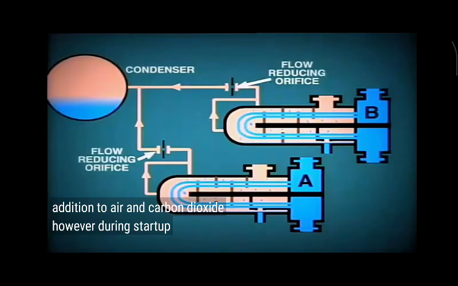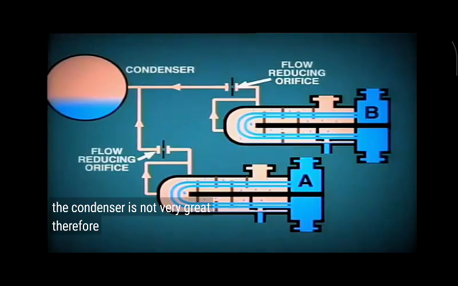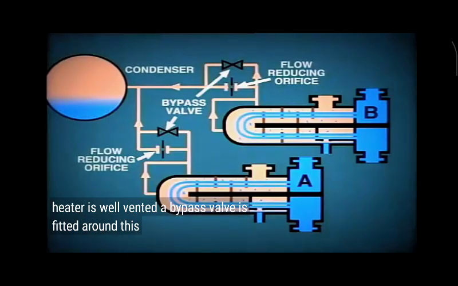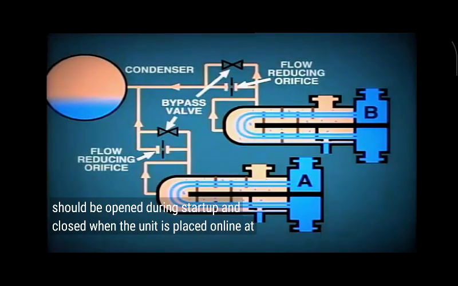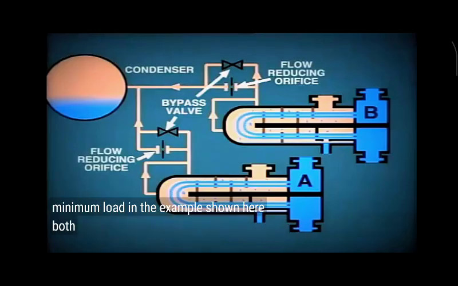However, during startup, the difference in pressure between the heater shell and the condenser is not very great. Therefore, in order to make sure that the heater is well vented, a bypass valve is fitted around this orifice. This valve should be opened during startup and closed when the unit is placed online at minimum load. In the example shown here, both low-pressure heaters are vented to the condenser.